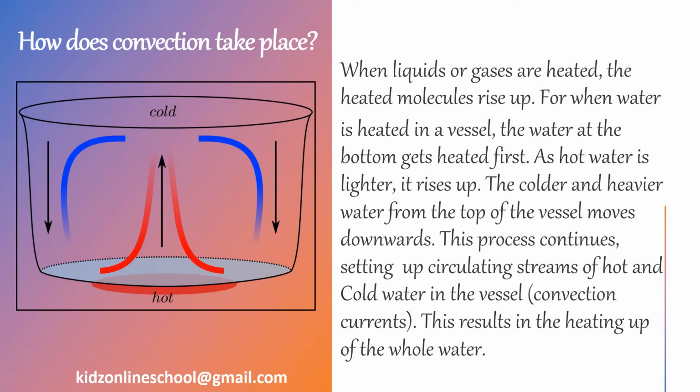How does convection take place? When liquids or gases are heated, the heated molecules rise up. For example, when water is heated in a vessel, the water at the bottom gets heated first. As hot water is lighter, it rises up.